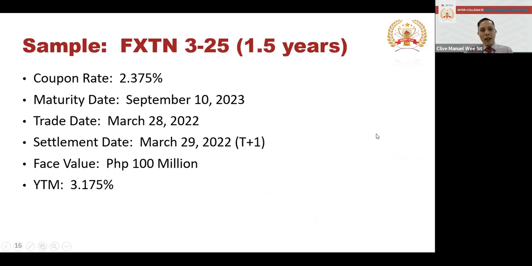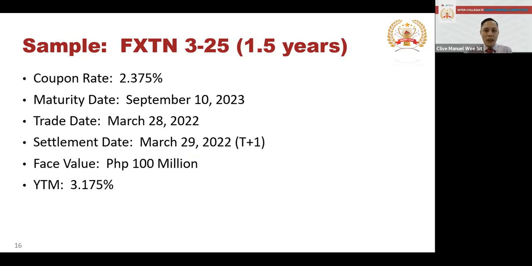So let's use an example. I'm using the FXTN 3-25, which is a semi-annual coupon paying government security with 1.5 years to go until maturity. The coupon rate on the FXTN 3-25 is 2.375%. The maturity date is September 10, 2023. Let's assume that we bought this on March 28 for settlement T+1, so it will settle on March 29. And let's assume that the face value of this instrument is 100 million. And we are buying it at a yield to maturity of 3.175%.